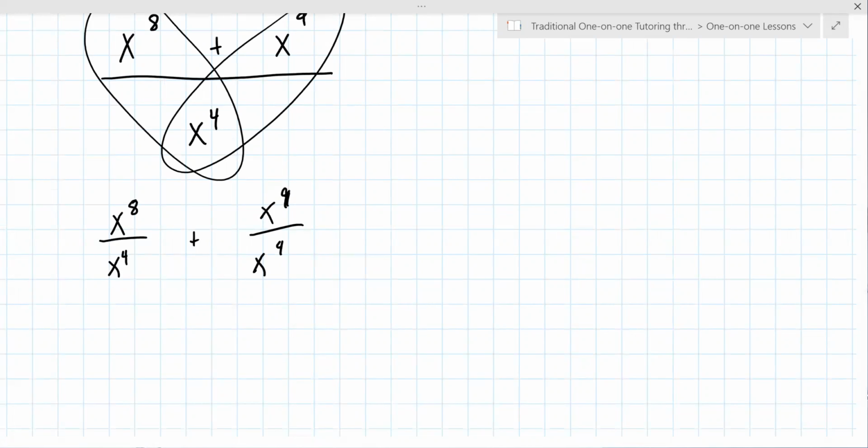X to the 4 plus x to the 9. This is a 9 and this is a 4. Yeah, thank you for that. You have to subtract again. Plus x to the 5. Very good.